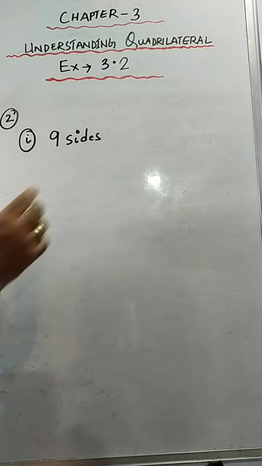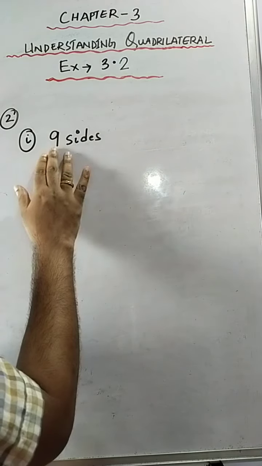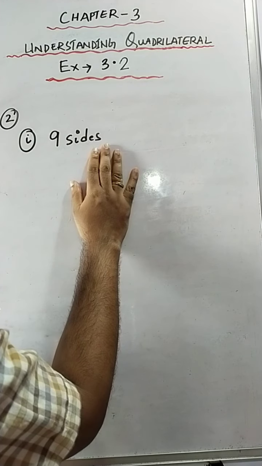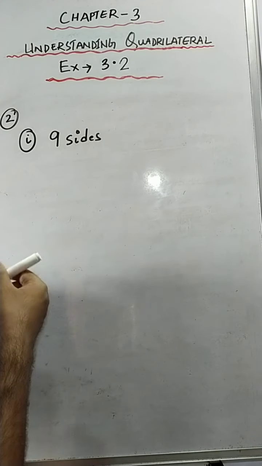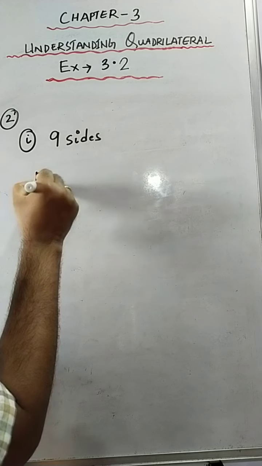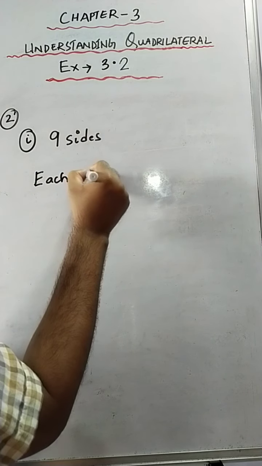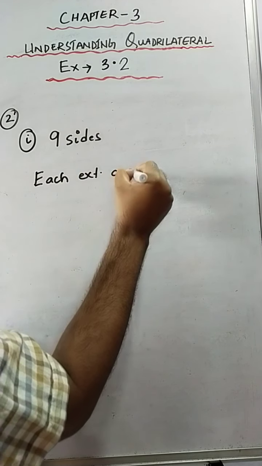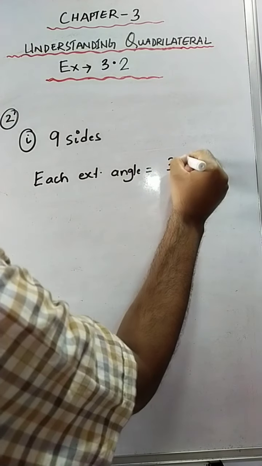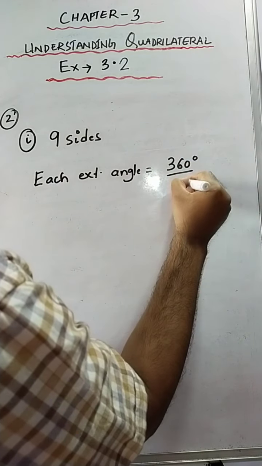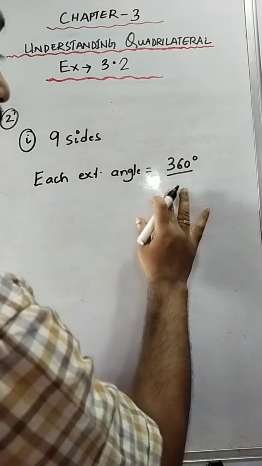So we have already discussed in the formula that if the number of sides of a regular polygon is given, then how to get the value of each exterior angle? Students, the formula would be each exterior angle would be equal to 360 degree by 9, isn't it? Write the formula first.